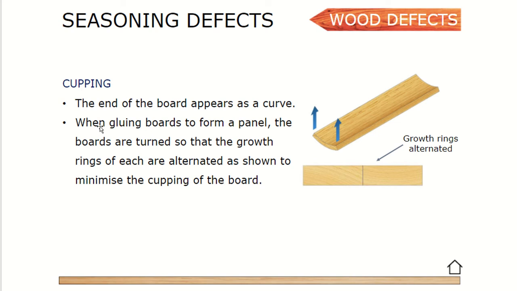Now, the second point here: when we're gluing boards together to form a bigger panel, we're gluing two boards together, board A and board B, the boards are turned so that the growth rings, or the annual rings, of each are alternate as shown to minimize cupping. If I give you two pieces of boards and ask you to glue them together, you will have the end grains going in different directions. For example, the one on the left hand side, the end grain is going in more of a U shape like this. Then the next one is an N shape. Then the next one is going in the U shape. So they're going in different directions.